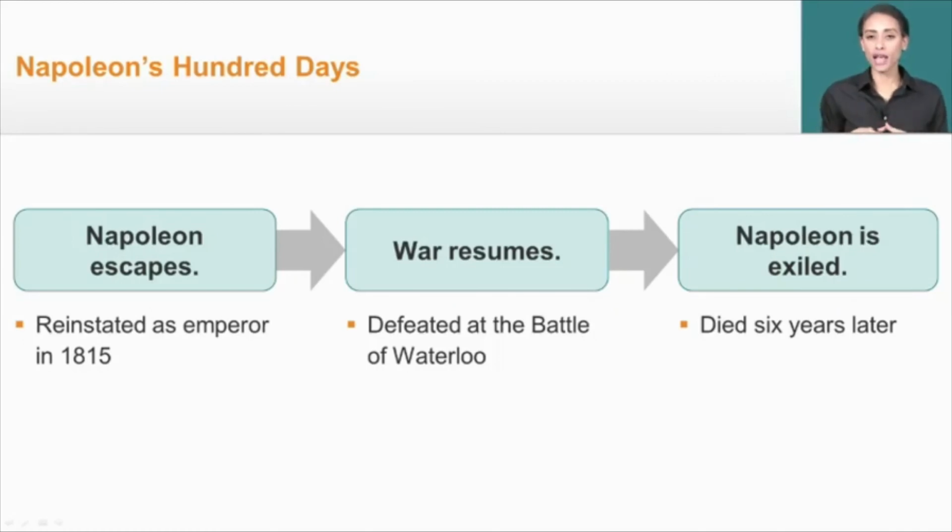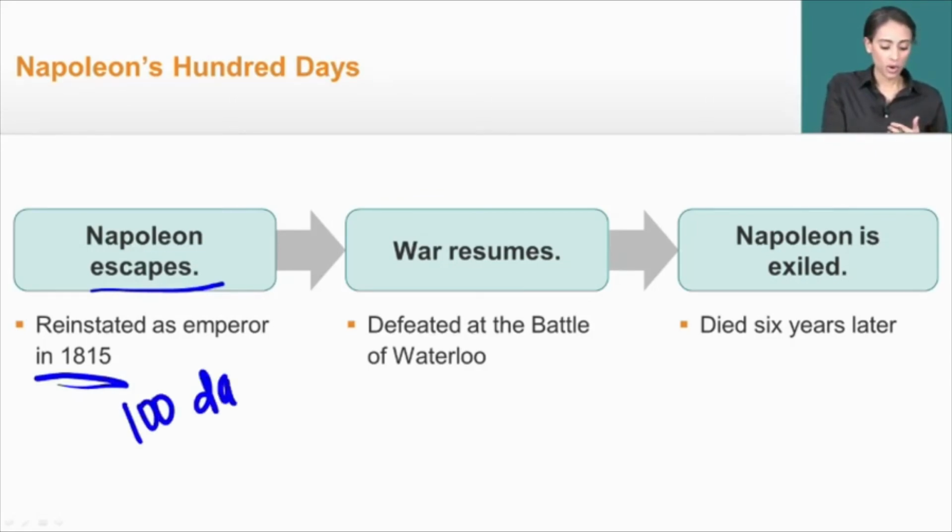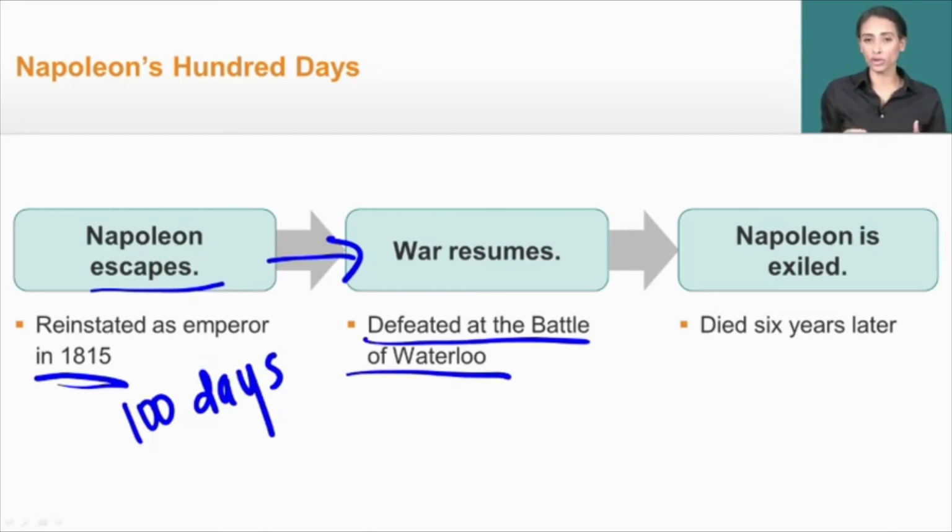Despite his initial exile to the island of Elba, Napoleon escapes. And soon after his escape and return to France, he's reinstated as emperor in 1815. But this is going to be pretty short-lived. He's only going to be emperor again for 100 days. Shortly after he's reinstated, war resumes, and ultimately he's defeated at the Battle of Waterloo. And this proves to be the official end of Napoleon's reign, because shortly after this battle, he's exiled once again, this time to St. Helena, and that's where he dies 6 years later.